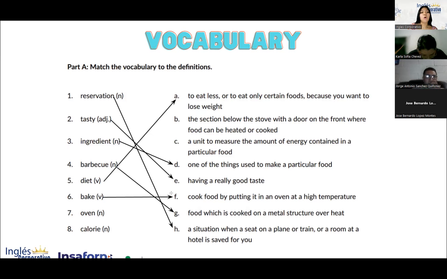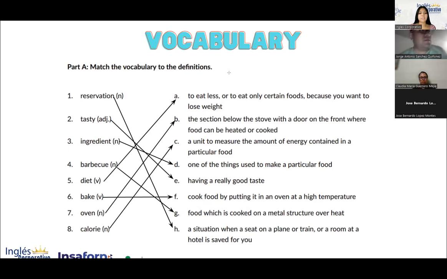What about number seven? Oven. What is oven? Letter B. Section below the stove with a door on the front where food can be heated or cooked. Perfect. That is correct. And number eight, what is calorie? Letter C. And what is letter C? A unit to measure the amount of energy contained in a particular food. Yes, perfect. That is correct.